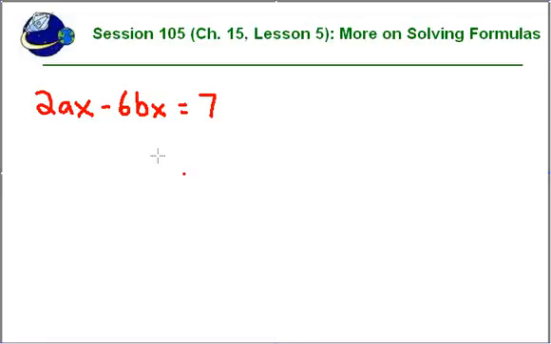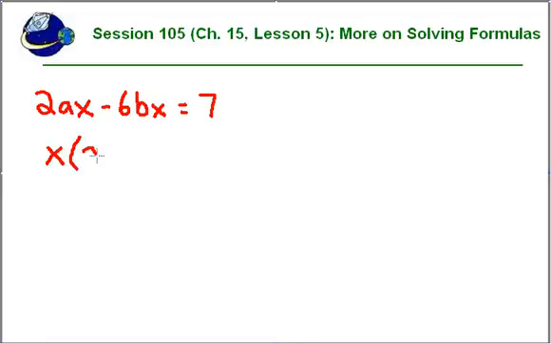So the question here is to rewrite this formula, this equation, in terms of x. We want x all by itself. Well, right now x is on the left-hand side of the equation. It's in both of these terms. What we can then go ahead and do is simply factor it out. So let's go ahead and take the x out.